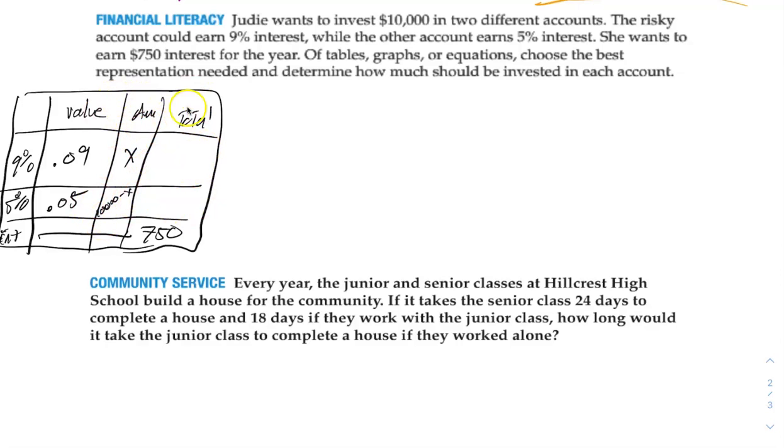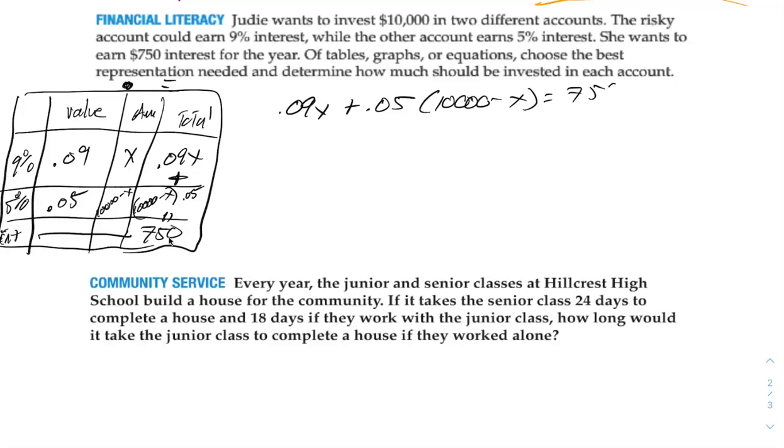Remember, we always multiply across to get this. It's always this guy times this guy equals this guy. So 0.09x. Over here, I got 10 grand minus x all times 0.05. And remember the way this works? This guy plus this guy equals this guy. It's always the same thing. So we're going to have 0.09x plus 0.05 times 10 grand minus x equals 750. Simplify. This should be an x.